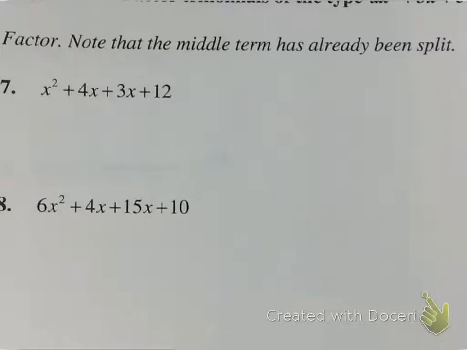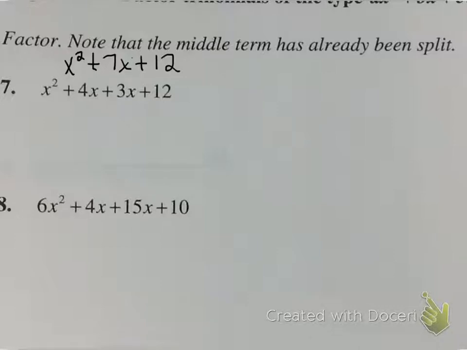Now in this problem you'll notice, well, that's not a trinomial, and it says note that the middle term has already been split. So you could combine those and it would be 7x. So this is coming from x squared plus 7x plus 12. And they've split the middle term, or substituted 4x plus 3x in for 7x. Because then what we do is we factor by grouping.